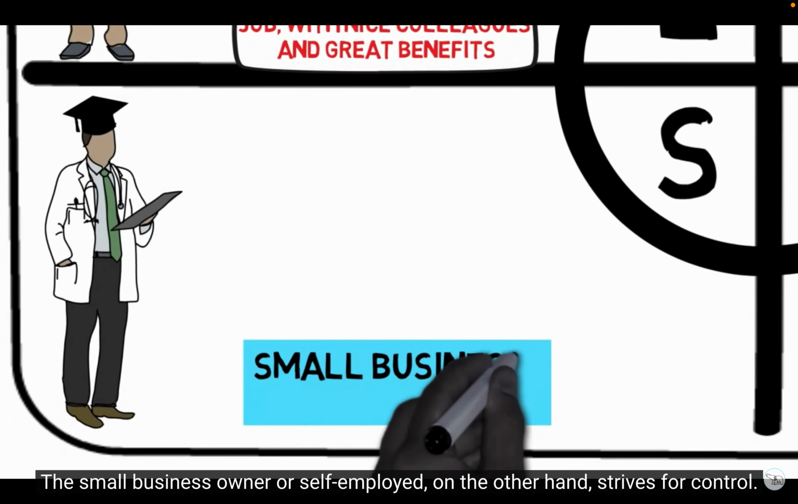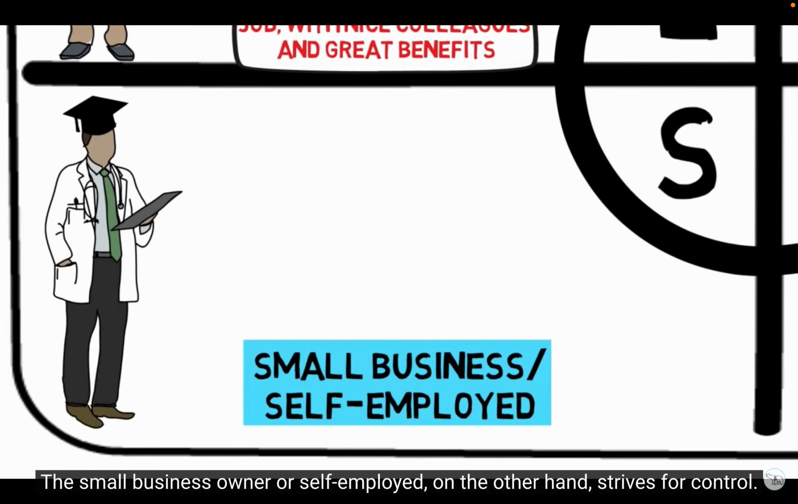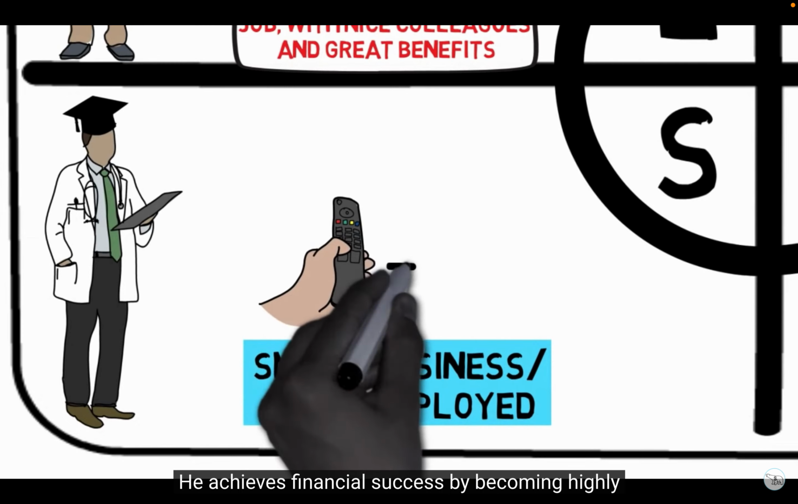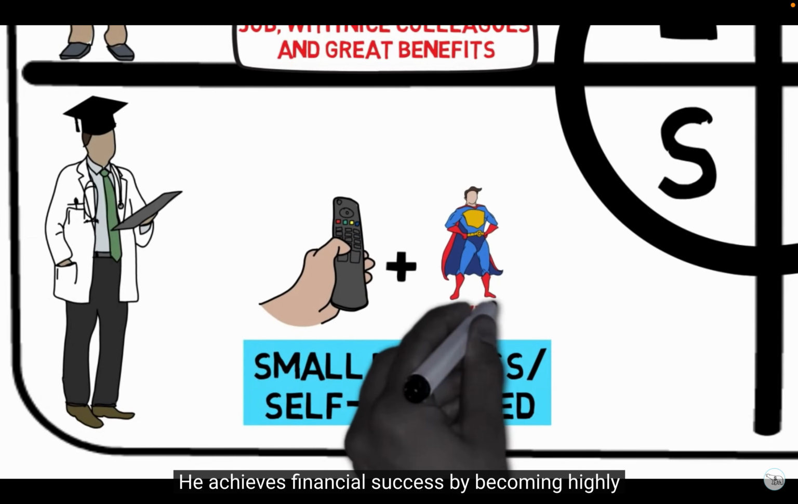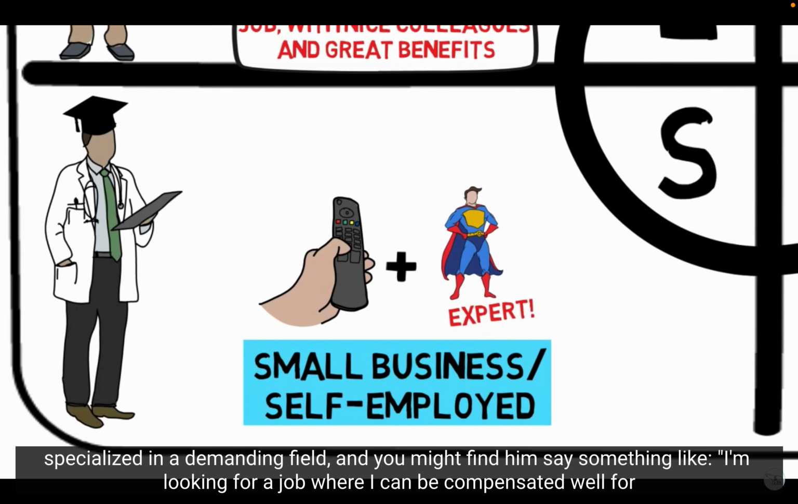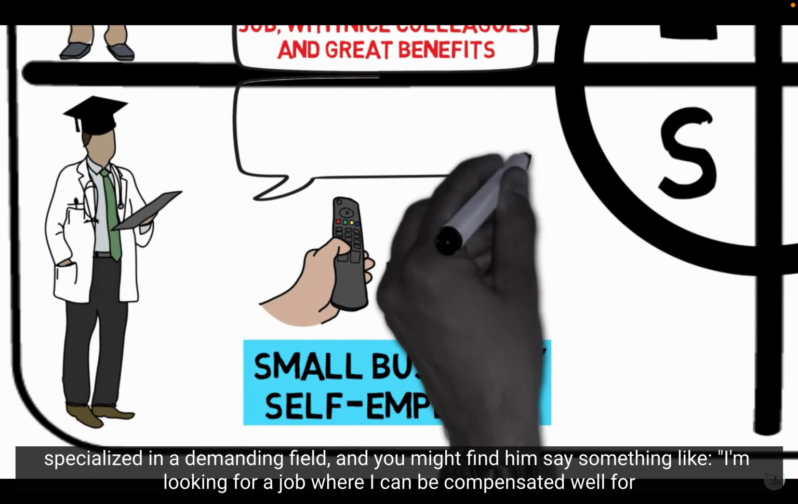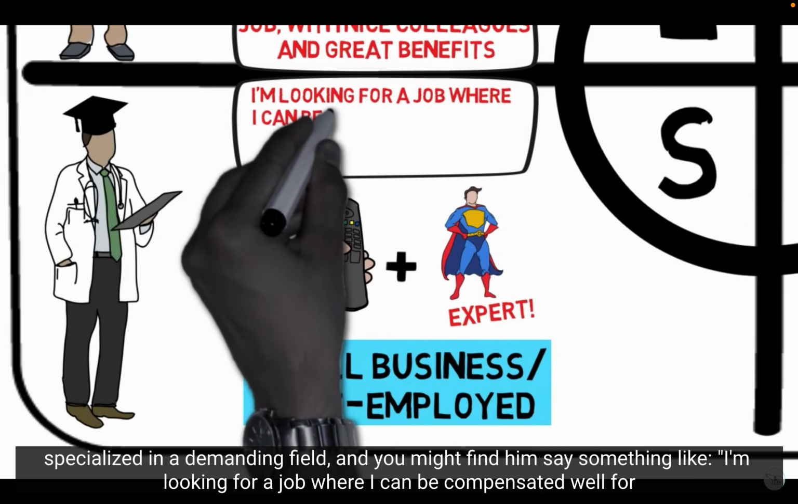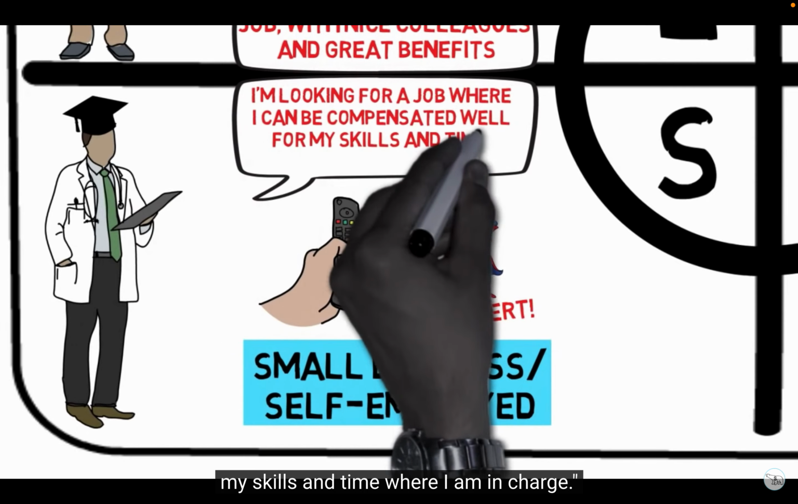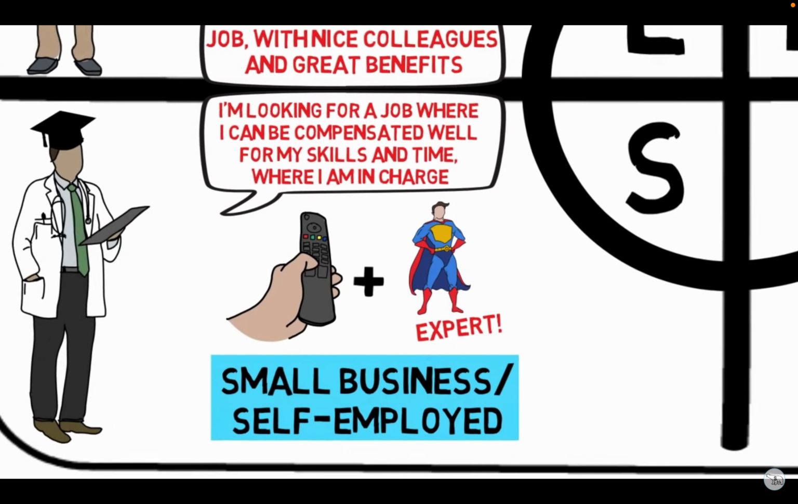The small business owner or self-employed, on the other hand, strives for control. He achieves financial success by becoming highly specialized in a demanding field. And you might find him say something like, "I'm looking for a job where I can be compensated well for my skills and time, where I am in charge."